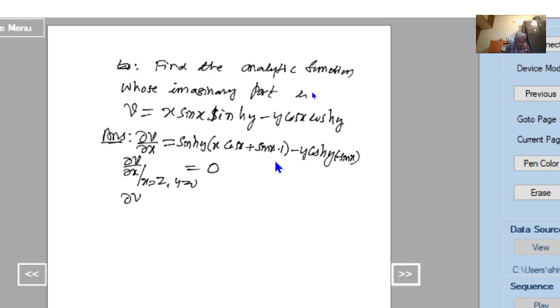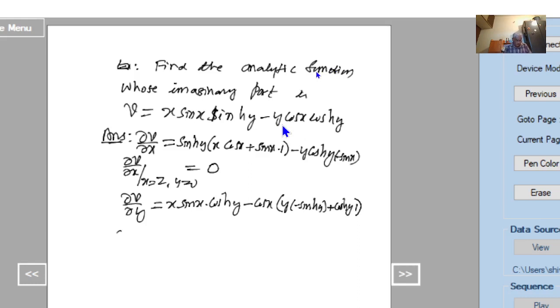What about ∂v/∂y? If I differentiate this with respect to y, x sin x is a constant quantity. Sin hy derivative is cos hy, minus cos x is a constant quantity, y into cos hy derivative. We have to use the product rule. First function y into cos hy derivative is minus sin hy, plus cos hy into derivative of y is 1.